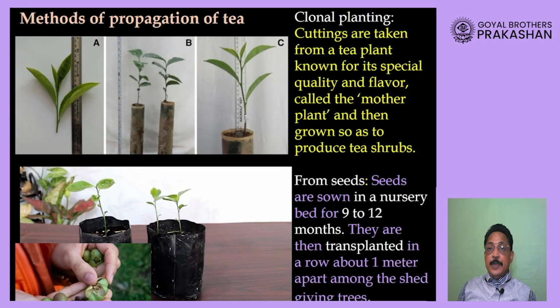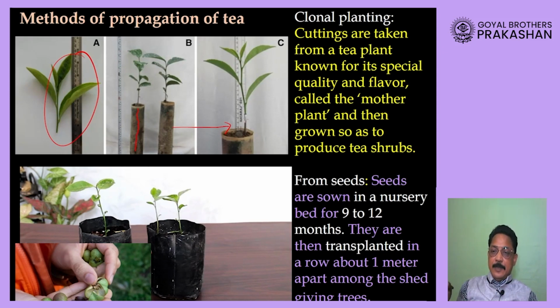Then, methods of propagation of tea. Now it's very simple. First, you can take a cutting of this plant and directly put it in the soil. You simply take the cutting, put it in the soil, and allow it to grow. We call it clonal planting, and generally these saplings are allowed to grow in a nursery for almost 1 year, and once the crop is about 1 meter high, it is transplanted.